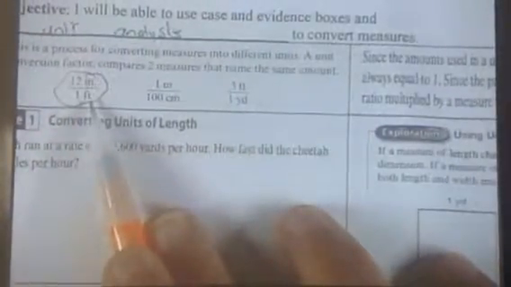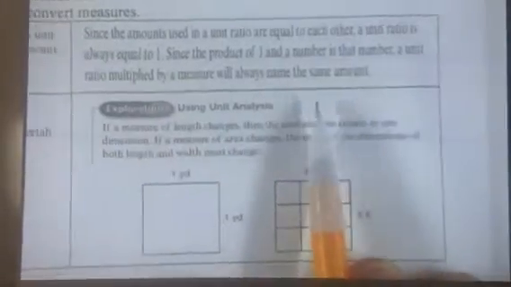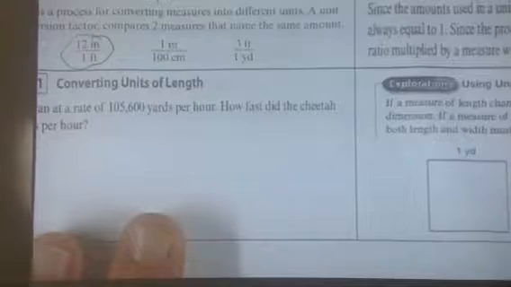Okay? So since the amounts used in a unit ratio are equal to one another, this is a unit ratio. Okay? 12 inches is 1 foot. That's basically like multiplying by a fraction of 1, because if you simplify this, it equals 1. A unit ratio is always equal to 1. So these unit ratios right here are equal to 1. So since the product of 1 and a number is that number, a unit ratio multiplied by a measure will always be the same amount. So multiplying by one of these unit ratios is the same thing as multiplying something by the number 1.